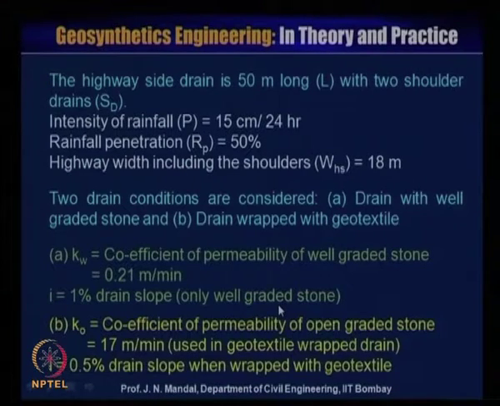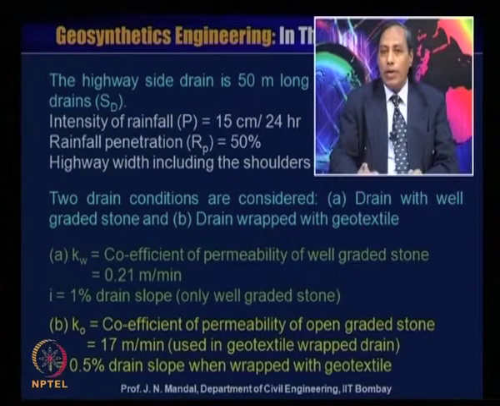So, the highway side drain is, let us say, 50 meter long, that means L is 50 meter, with 2 shoulder drains, which is HD. Intensity of rainfall P is 50 centimeter per 24 hour. Rainfall penetration RP is 50%. Highway width including the shoulder WHS is equal to 18 meter. Two drain conditions are considered: A, drain with well graded stone, and B, drain wrapped with geotextile.